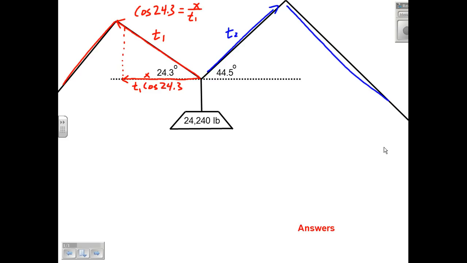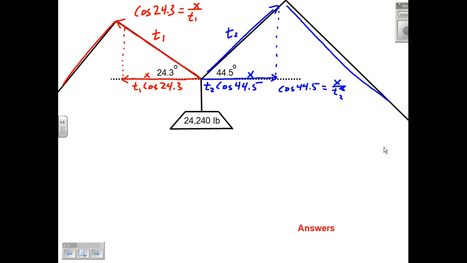And likewise, there's a horizontal component pulling to the right on T2. And to talk about it, if I temporarily call it X, then I could say that it is also cosine 44.5 is adjacent X on T2, making this guy's horizontal component, if I multiply both sides by T2, T2 cosine 44.5.